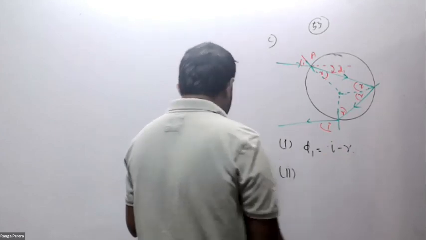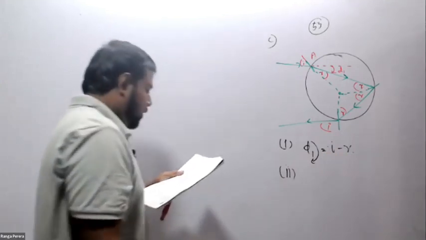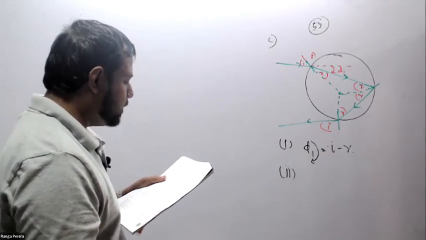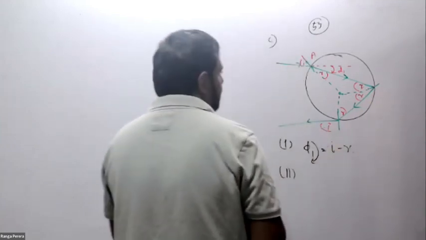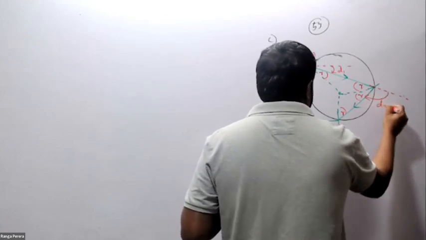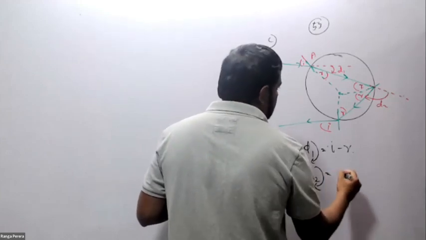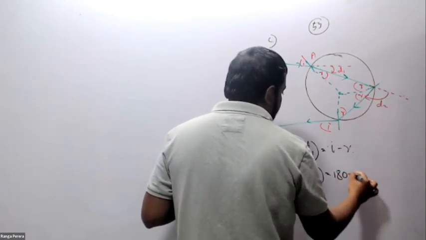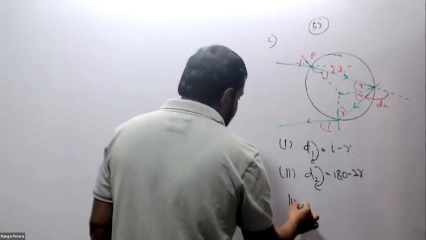Number 2. Write down the expression for the angle of deviation of the ray AP due to the refraction at P in terms of R. This ray supposed to travel along this line. Now it is deviated. Now it is D2. D2 equals 180 minus 2R. This is number 3.